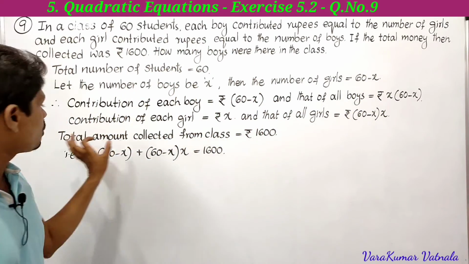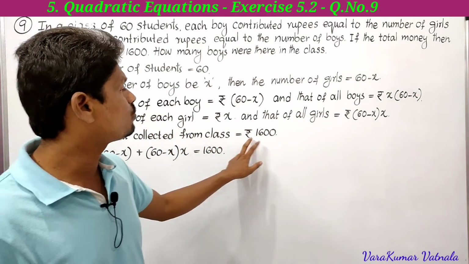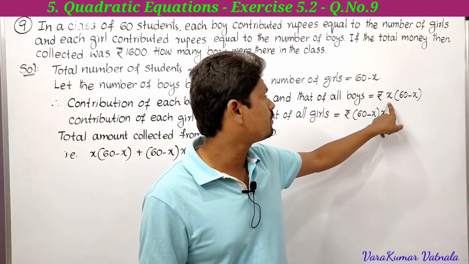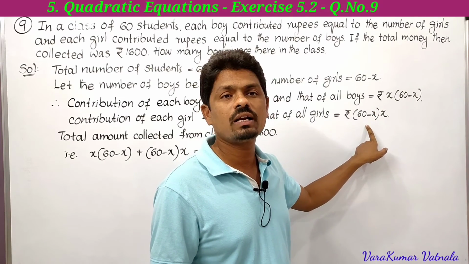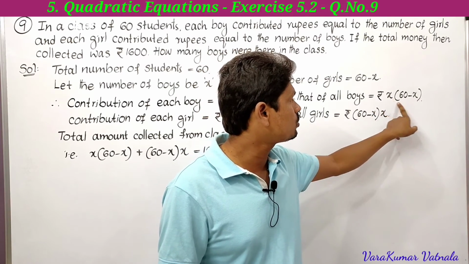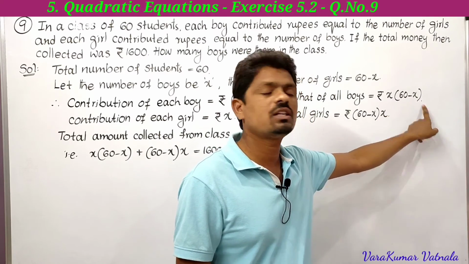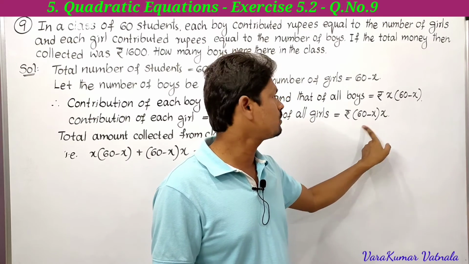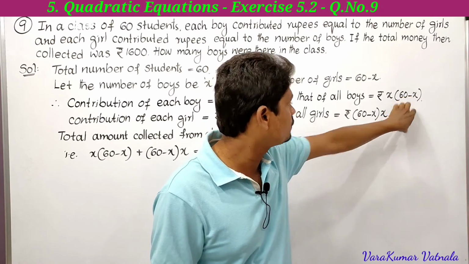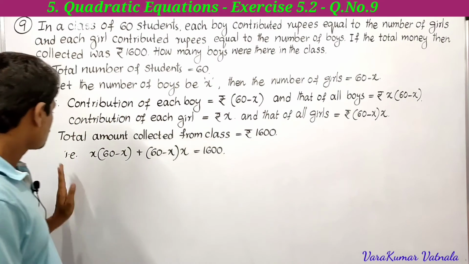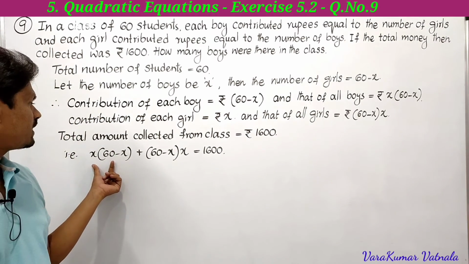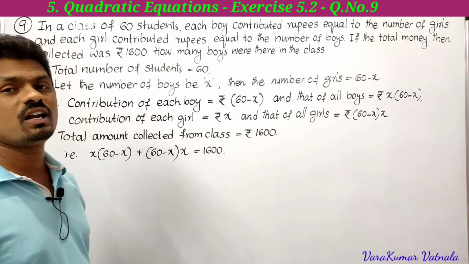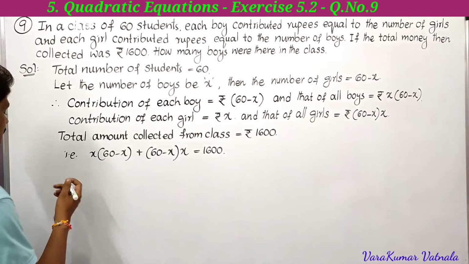So here the total amount collected from the class equals rupees 1600. It is nothing but the total amount collected from boys plus the total amount collected from girls. This is the total amount collected from boys, x into 60 minus x. This is the total amount collected from girls, 60 minus x into x. So the sum of these two equals 1600. So that is x into 60 minus x plus 60 minus x into x is equal to 1600. So we just have to simplify and see what we get.